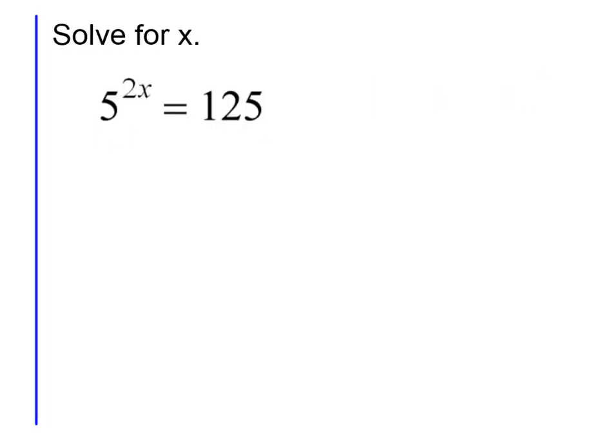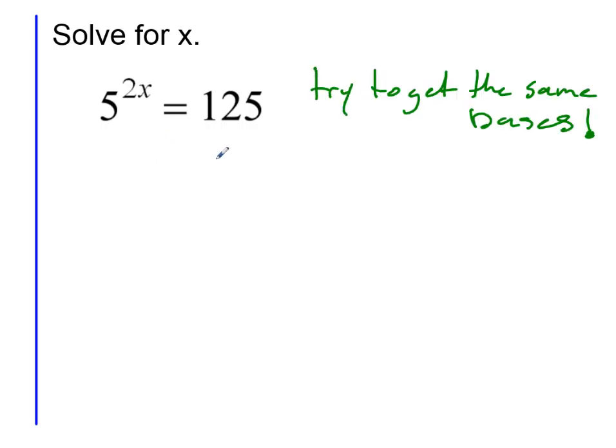In this problem, I see that on both sides of the equal sign it is not the same base. We could transform the 125 into something with a base 5. So let's try to get the same base. I know that 5 to the 3rd power is 125. Let's substitute the 5 to the third power in the spot for 125. Rewrite the left side of the problem.